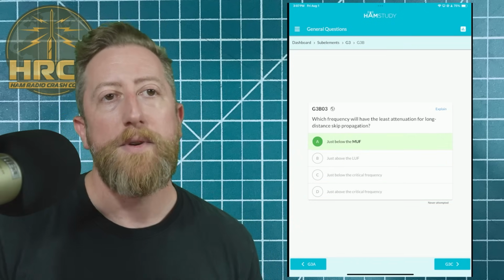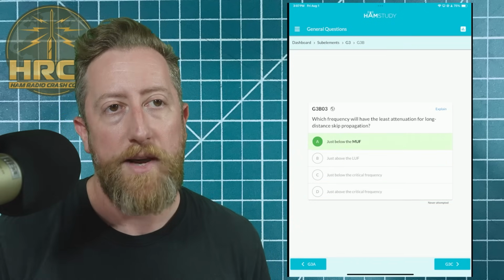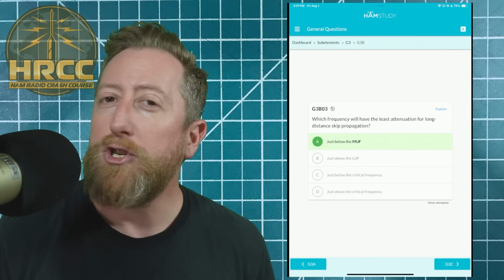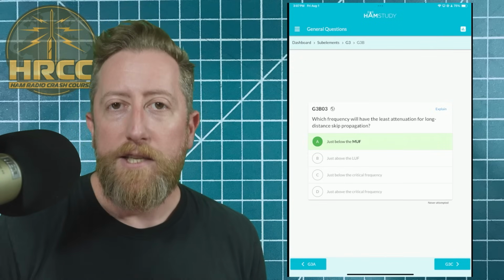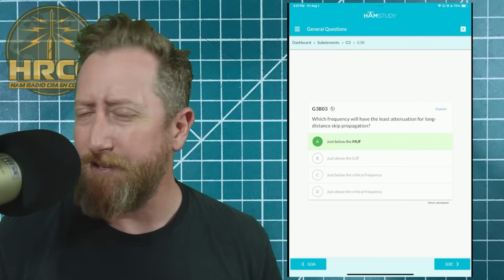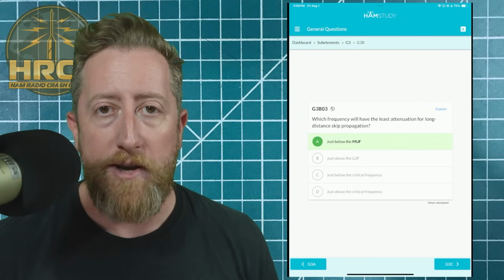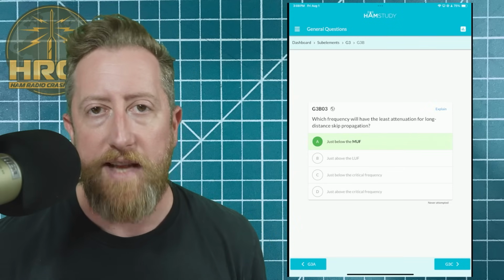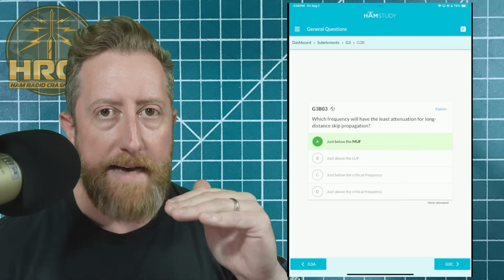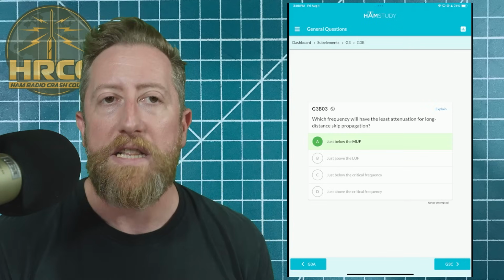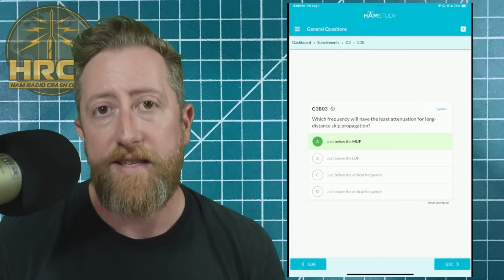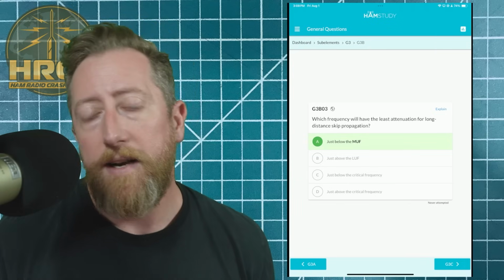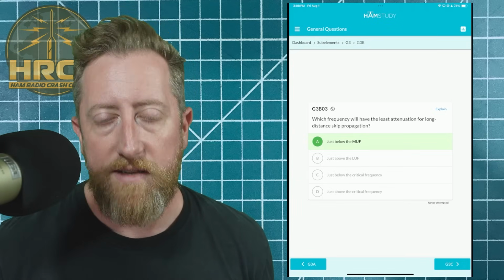Question 3, which frequency will have the least attenuation for long-distance skip propagation? And it's A, just below the MUF. So if the maximum usable frequency is, I'm just throwing out a number, 28.400 megahertz, right in the middle of the technician portion of 10 meters. If you go just below that, you're going to have the least attenuation for long-distance skip propagation, which is good. You want to do that where possible, assuming that's what you're aiming for, the longest distance type stuff.